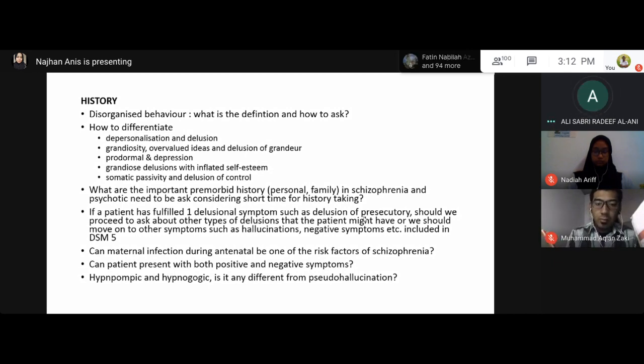So an overvalued idea can be differentiated from delusion in that the theme tends to be culturally common and acceptable. Of course, the patient is able to acknowledge the possibility that the belief may or may not be true. While in delusion, you cannot argue about that because it's a fixed false belief. This is the difference of overvalued idea from delusion. Is that clear?